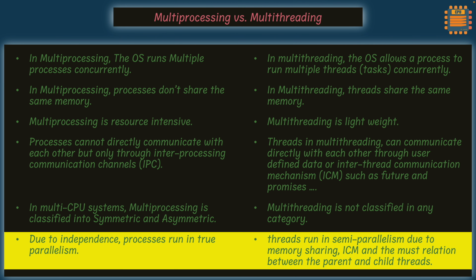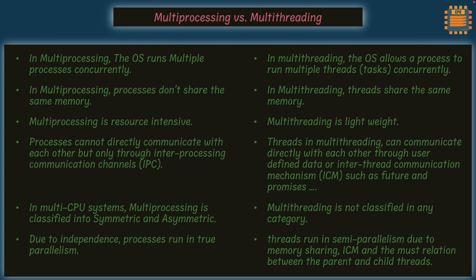The final difference is that in multiprocessing, processes run in true parallelism, while threads in multithreading run in semi-parallelism. This is obvious because processes are fully independent from each other, while in a multithreading environment, threads are often semi-independent from each other and fully dependent on the parent thread. These are the differences between multiprocessing and multithreading. You may need to pause the screen here to read through them again.